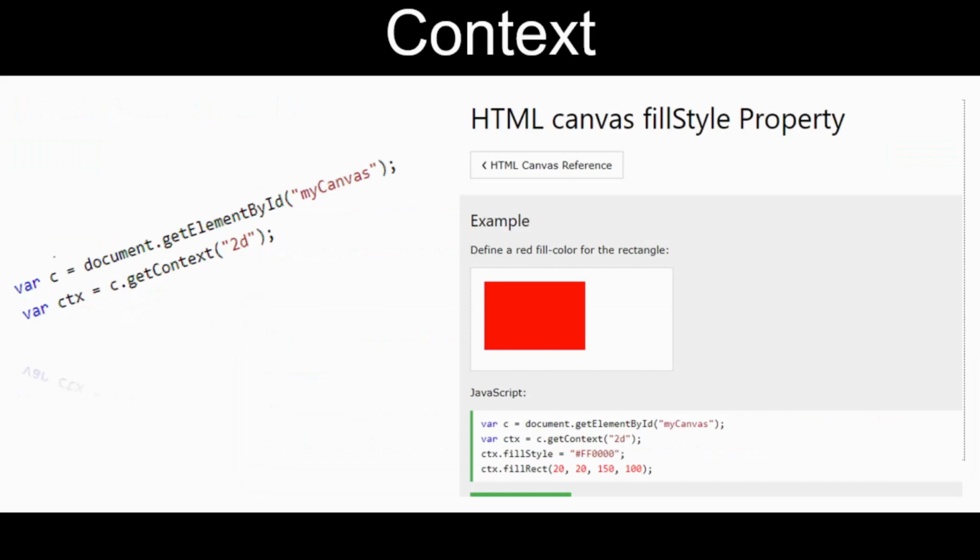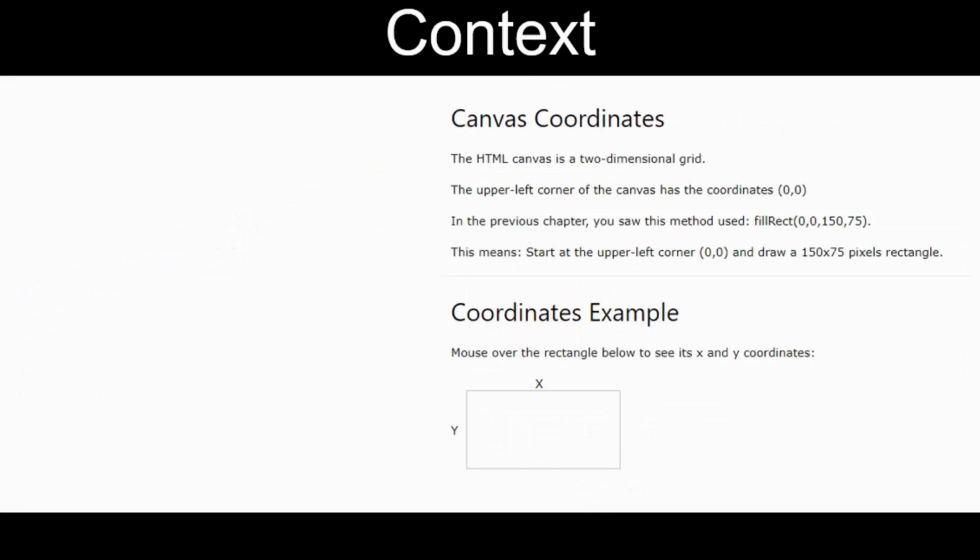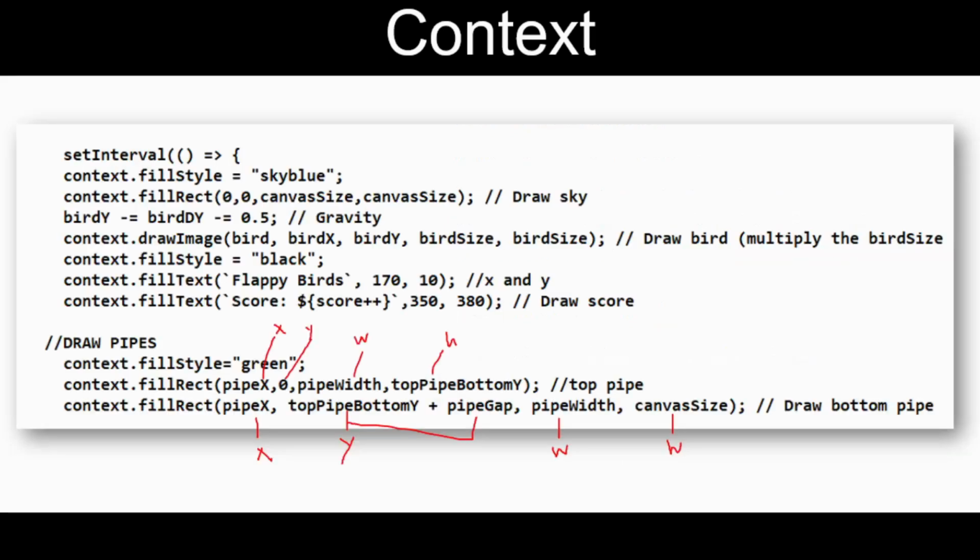Context is something we're going to be using. And in our example, we're going to be doing this: var c, and we're getting an element by its ID, in this case the canvas, and we're going to be using context to refer to something like, say, a rectangle, etc. When we are using context, we're going to have canvas coordinates, and remember that the HTML canvas is basically a 2-dimensional grid, and we've talked about the coordinates and the computer coordinate system.